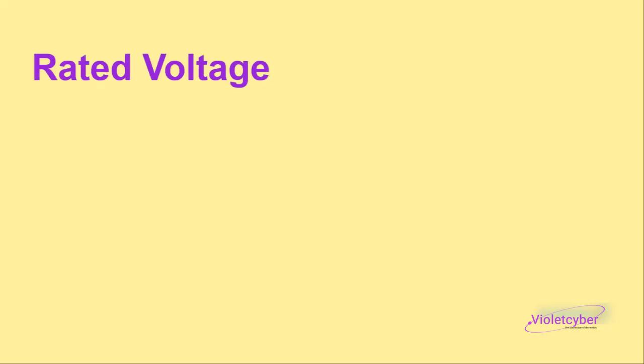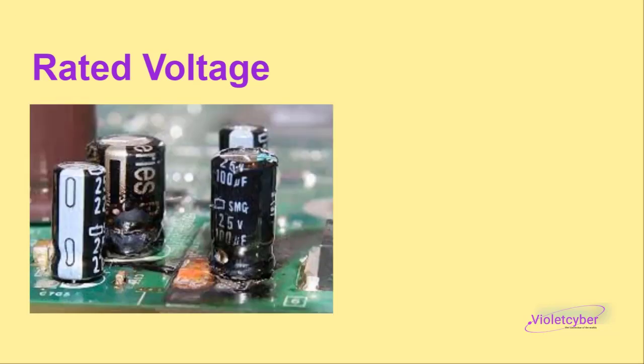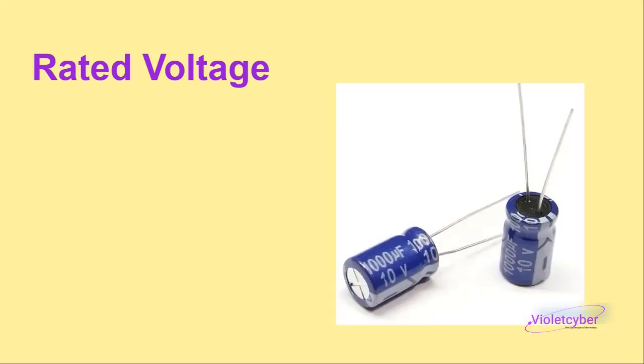Rated voltage. Key point: the rated voltage of the capacitor should be at least 20 to 30% higher than the capacitor's working voltage to account for transient voltage changes and improve stability against electrical shocks. For example, if your circuit voltage is 5 volts, use a capacitor with a 10 volt rating.